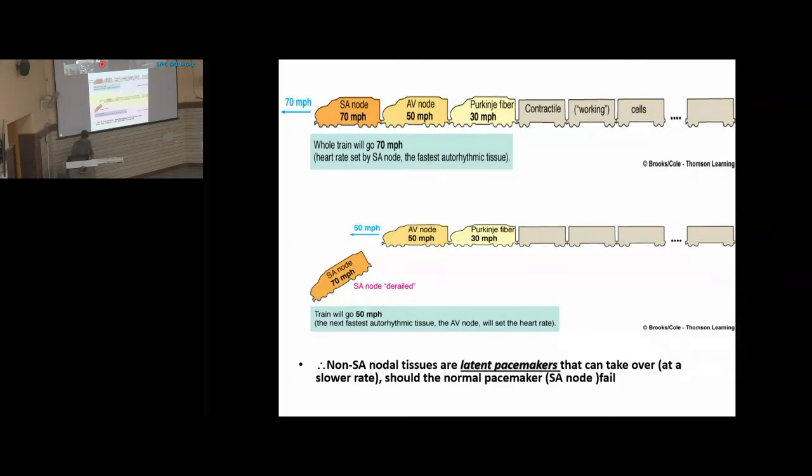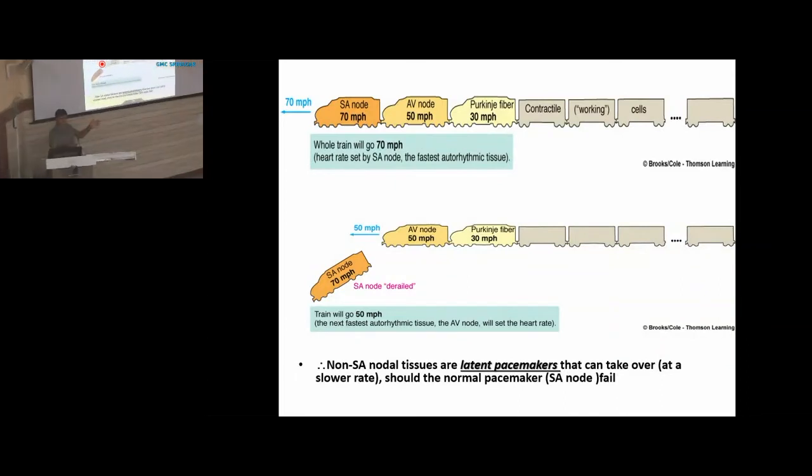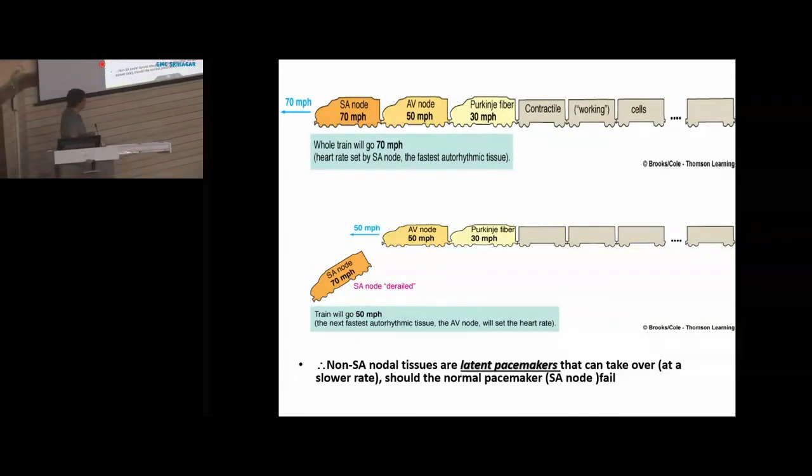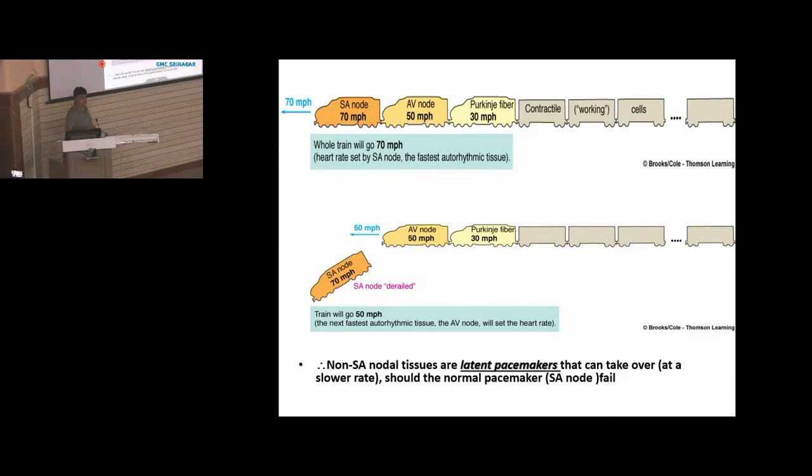As you can see here, non-sinoatrial nodal tissues. Which are non-sinoatrial nodal tissues? AV node, bundle, these Purkinje fibers and all, are latent pacemakers that can take over at a slower rate should the normal pacemaker fail. So normal pacemaker is always SA node, sinoatrial node.